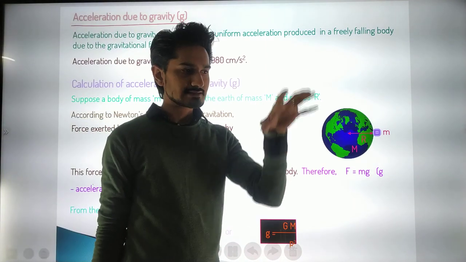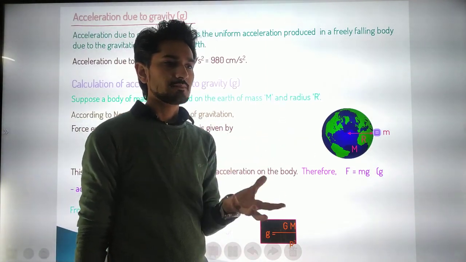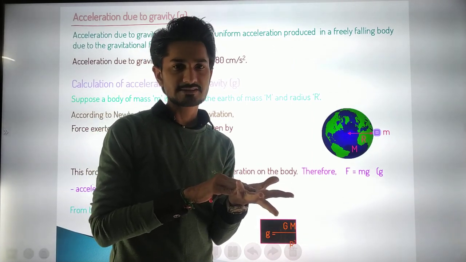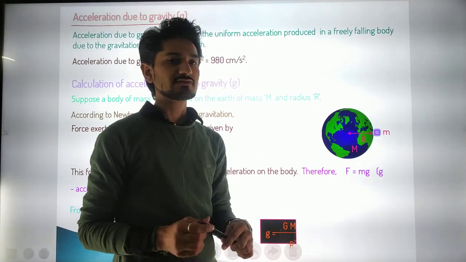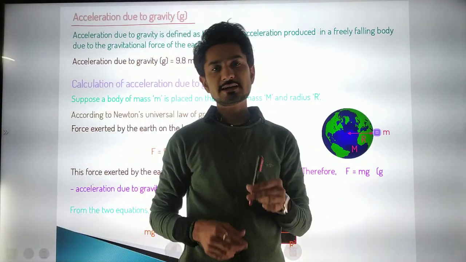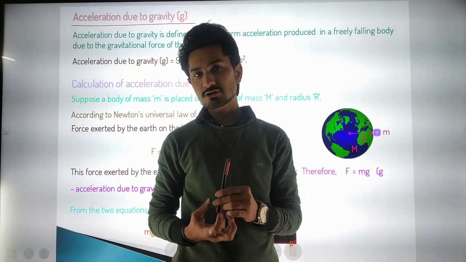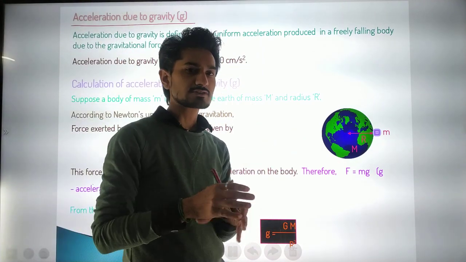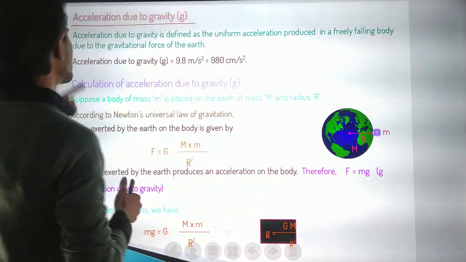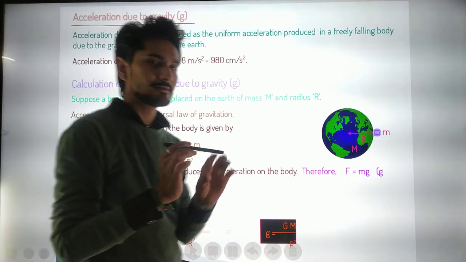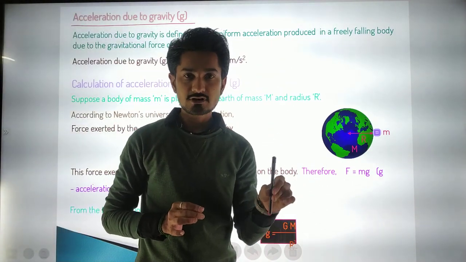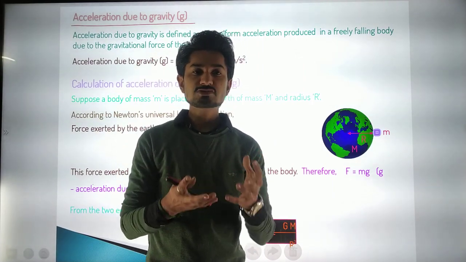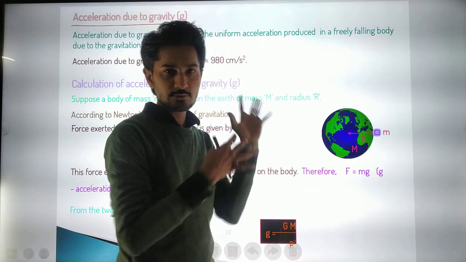Whenever an object is making an effort to touch the surface of the earth, why? Because of the gravitational force of the earth. So whenever we throw an object, what automatically happens? It automatically comes back to the earth because of our earth's gravitational force. So it is acting as a force. It is called gravity. And what happens when an object comes back to the surface of the earth? It will eventually experience much more acceleration. So that's what we are going to study.